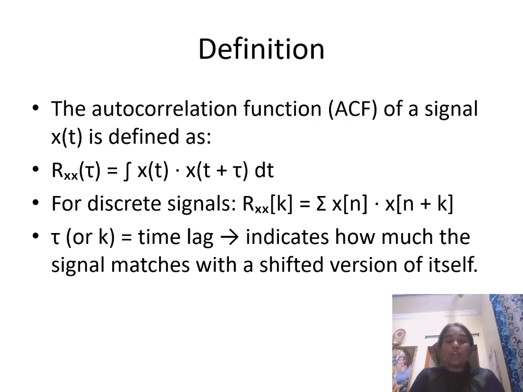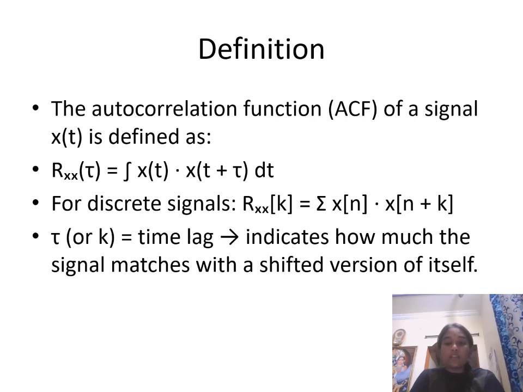Definition: the autocorrelation function, that is ACF, is mathematically defined as Rxx of tau equals the integral from minus infinity to infinity of x of t into x of t plus tau dt. Here Rxx of tau is the autocorrelation of the signal x of t, and tau is the time lag or shift between the two versions of the signal. The integral multiplies the signal with its time shifted version and integrates the result over all time.